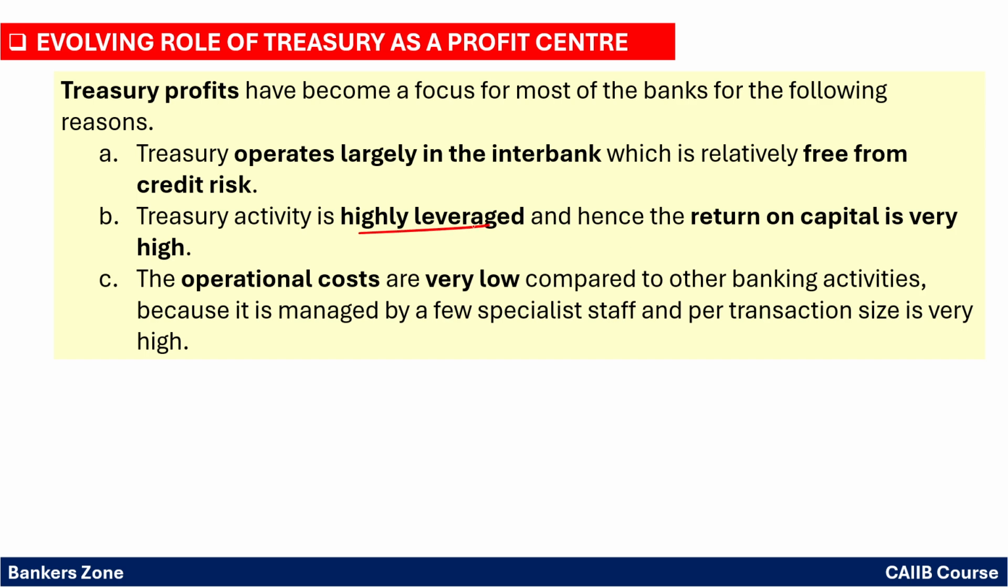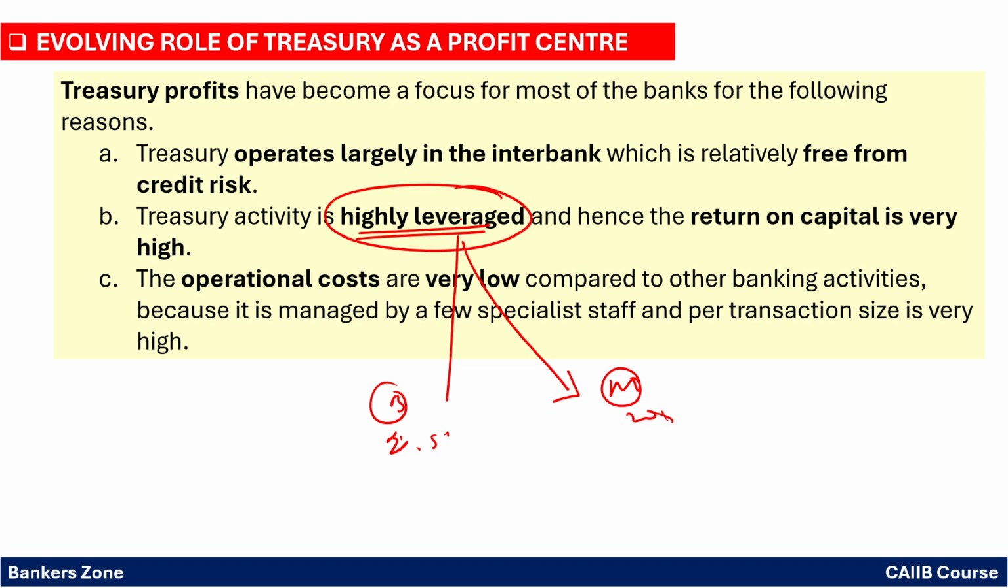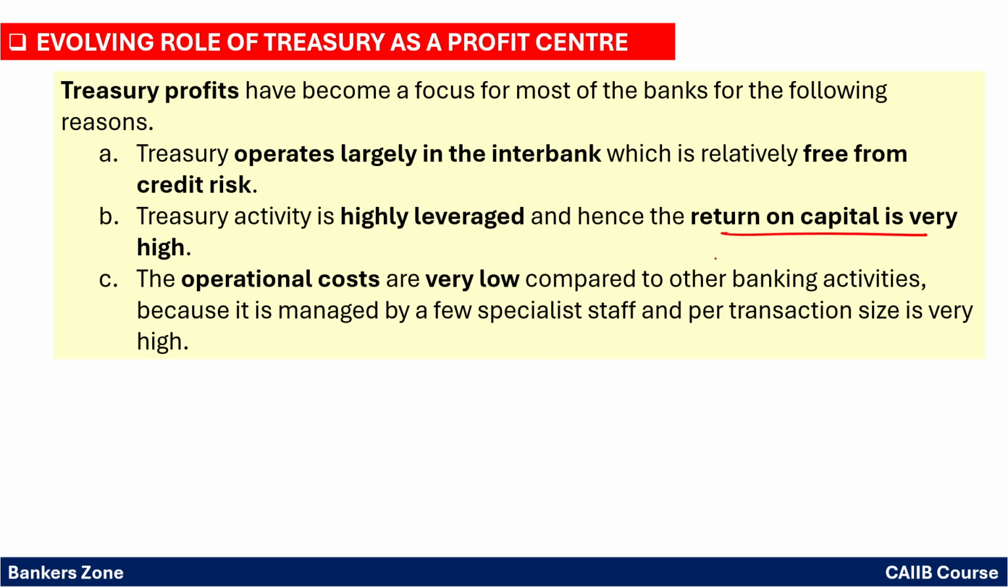So what is highly leveraged? Borrowing is done at a lower percent, say 2%, 5%, and the same fund is invested to earn more profit, say 20%. So it is called highly leveraged. Okay, so the cost of capital is very low, and the return on capital is very high.